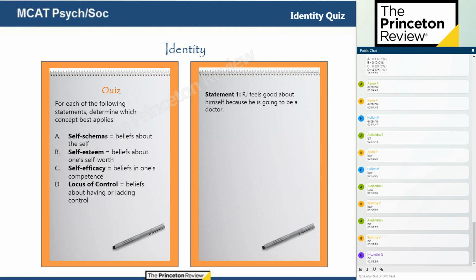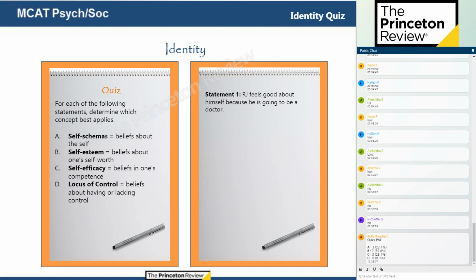Okay, publishing results. Statement 1 is about self-esteem. It's about how RJ feels about himself. He feels good. Let's try statement 2.